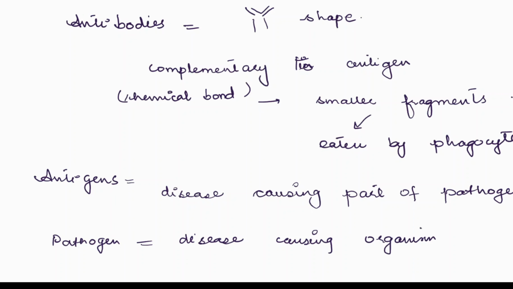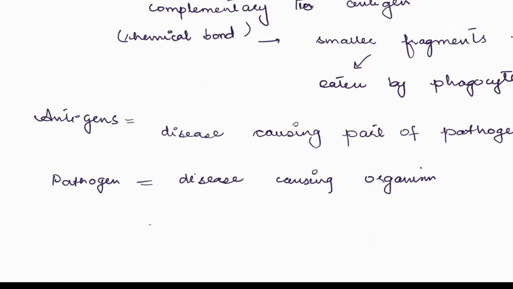So let's say it's a pathogen. There are small areas of these pathogens which are called antigens, and these antigens are there to produce some change in the body.